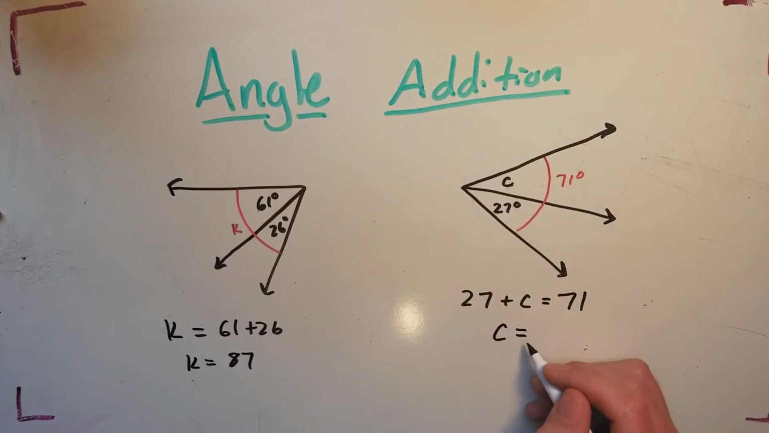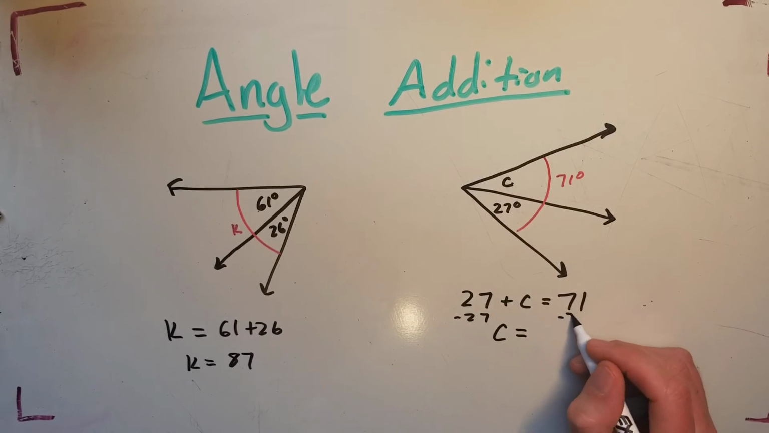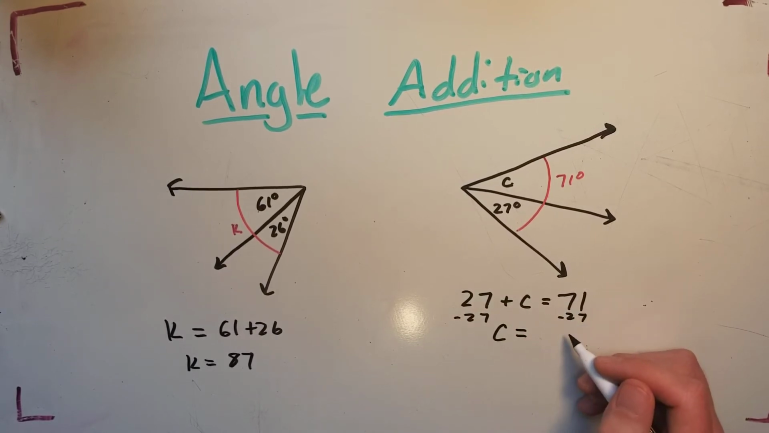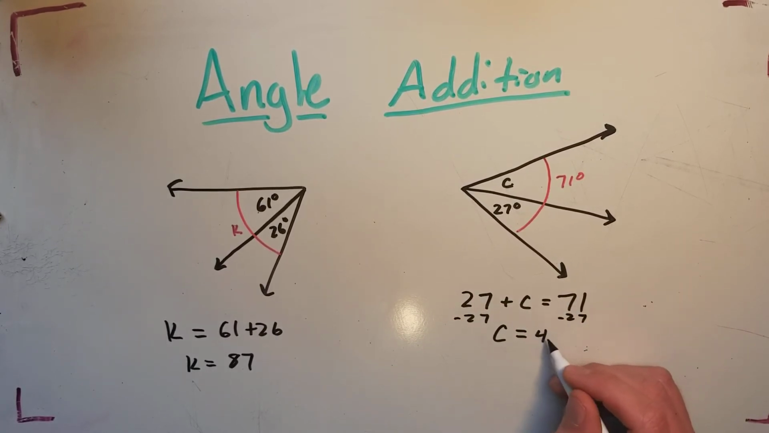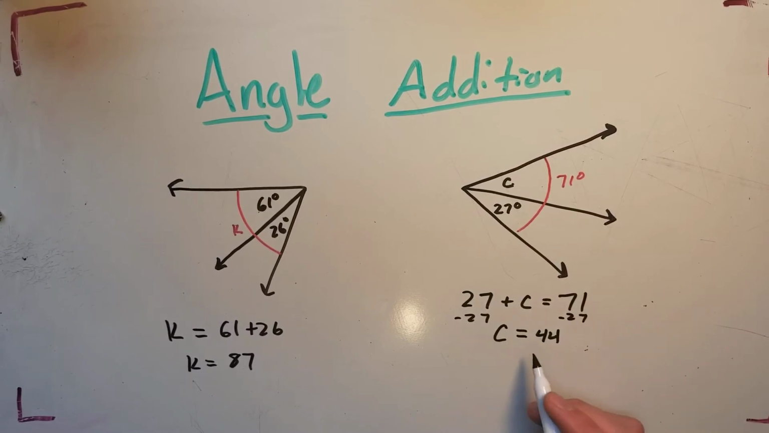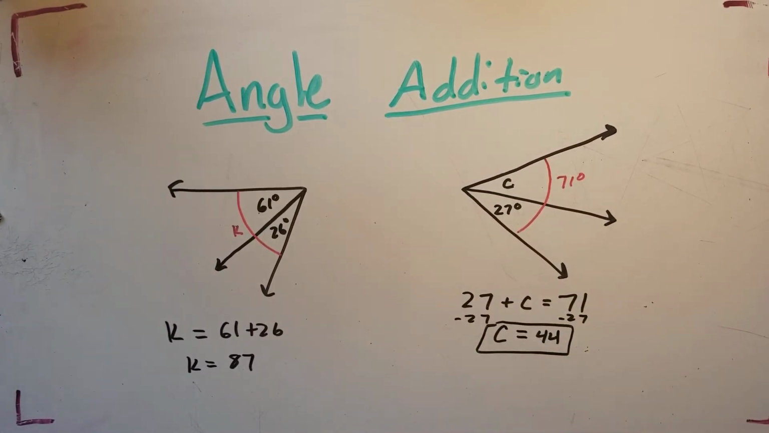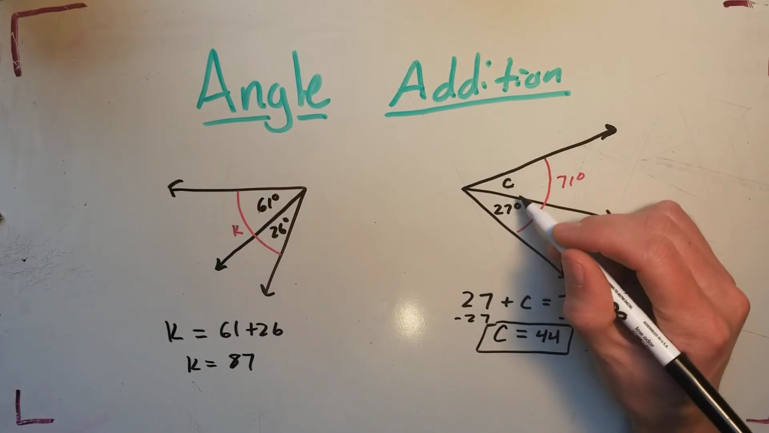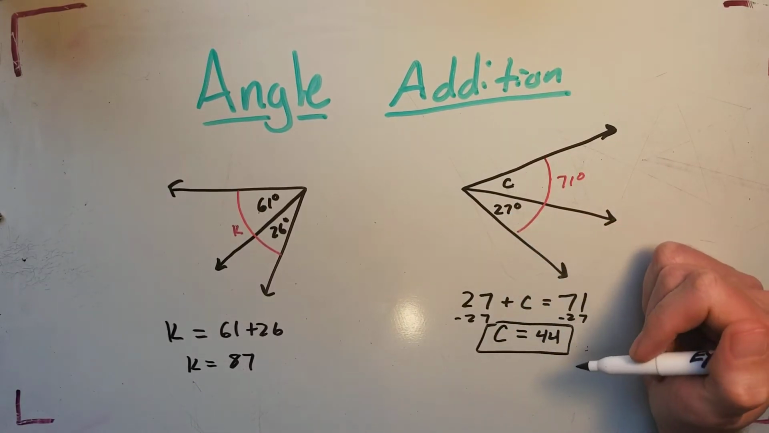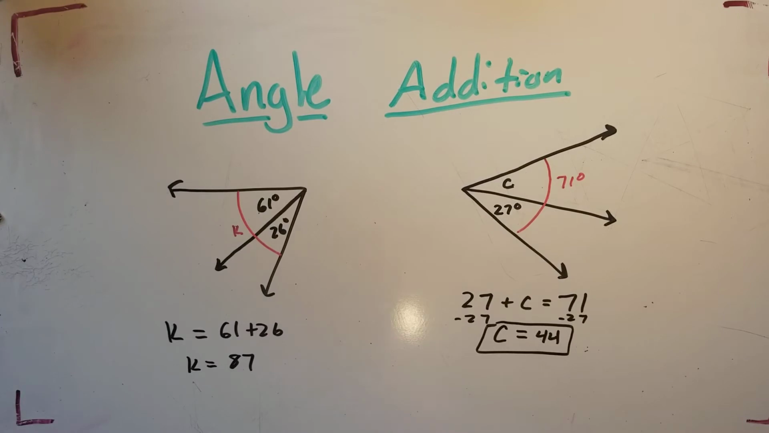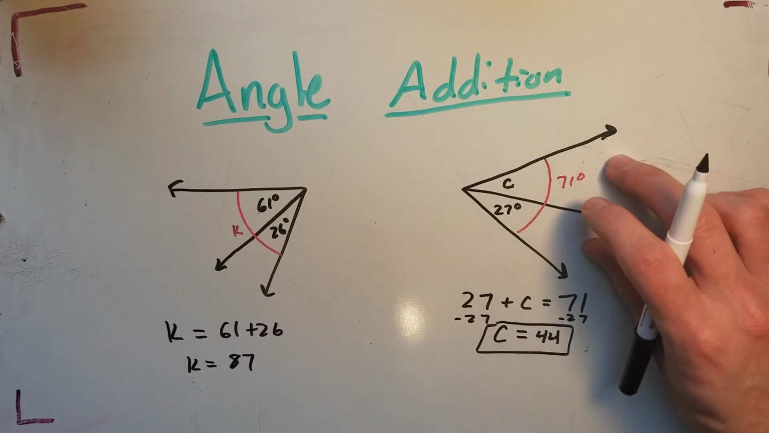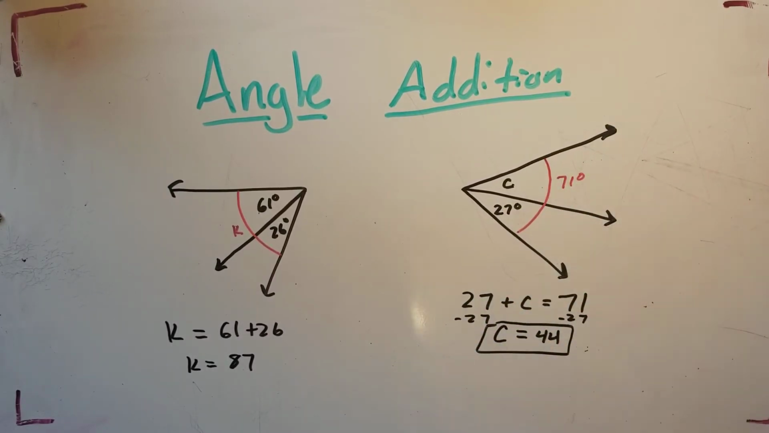So for C, you subtract 27 from both sides. When you subtract 27, you should end up with 44. So C equals 44 here. That's our value. This angle has a measurement of 44 degrees. That's how you can use angle addition. If you have two angles together that are adjacent, they're going to make up the whole angle between them.